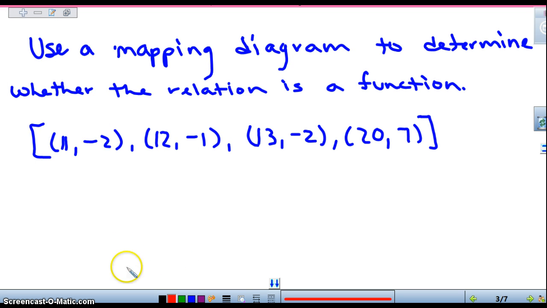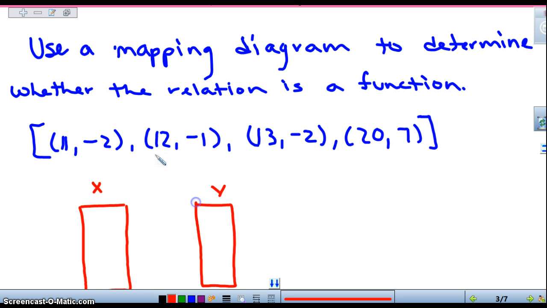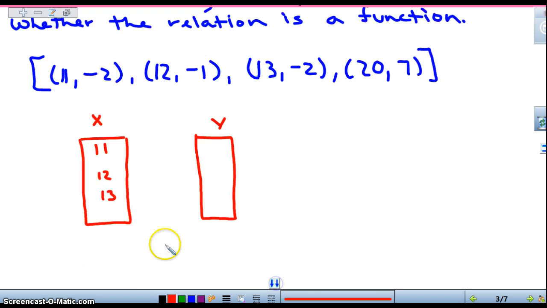Use a mapping diagram to determine whether the relation is a function. So to create a map, we have to list our x's and then our y's. In our x's we have 11, 12, 13, and 20. And in our y's we've got -2, -1, -2 again, and 7. So -2, -1, and 7. If one of them repeats, we don't have to write it twice.